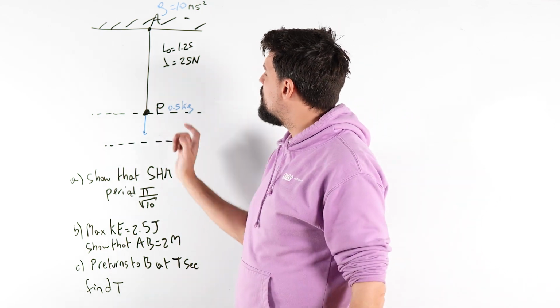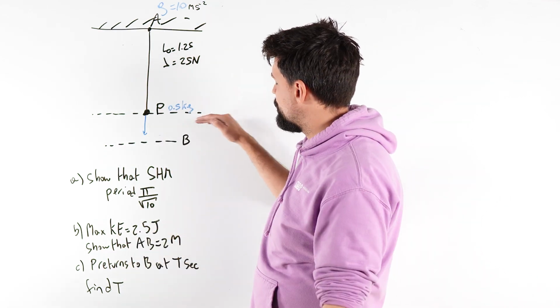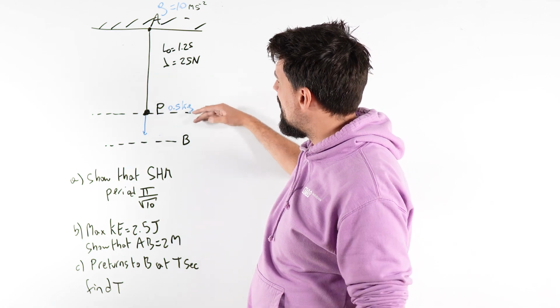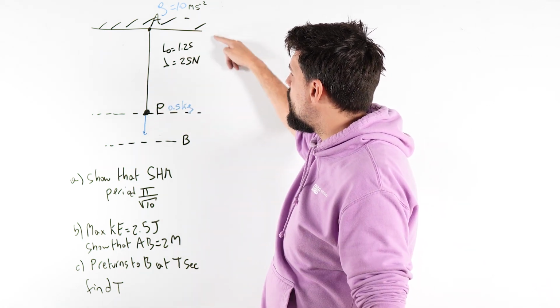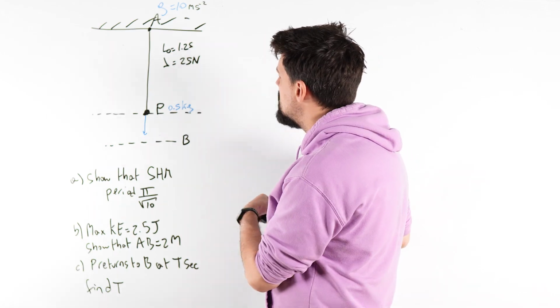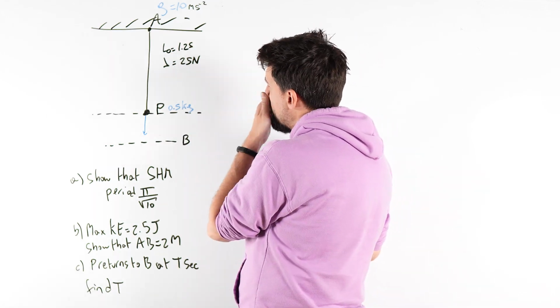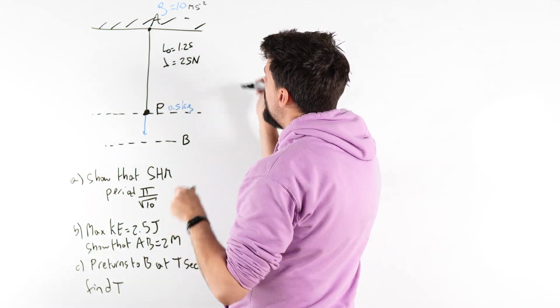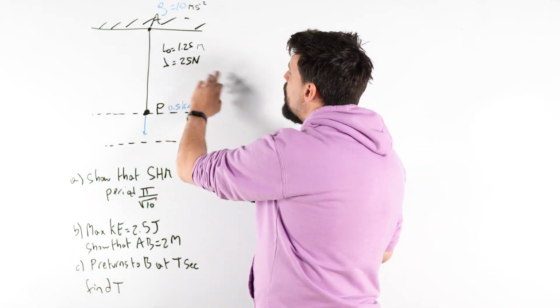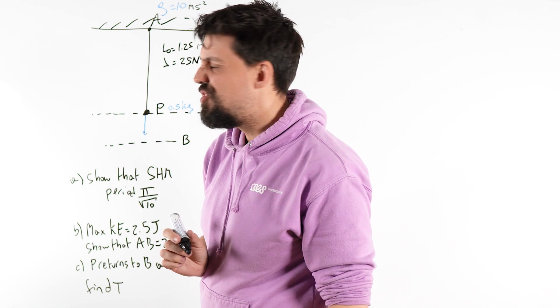We have a particle P of mass 0.5 kg. Now, it's just hanging at rest here, just chilling at this point. We don't know where it is, we're going to figure it out in a second. Now, it's attached to an elastic string, natural length 1.25 m, and modulus of elasticity of 25 N.